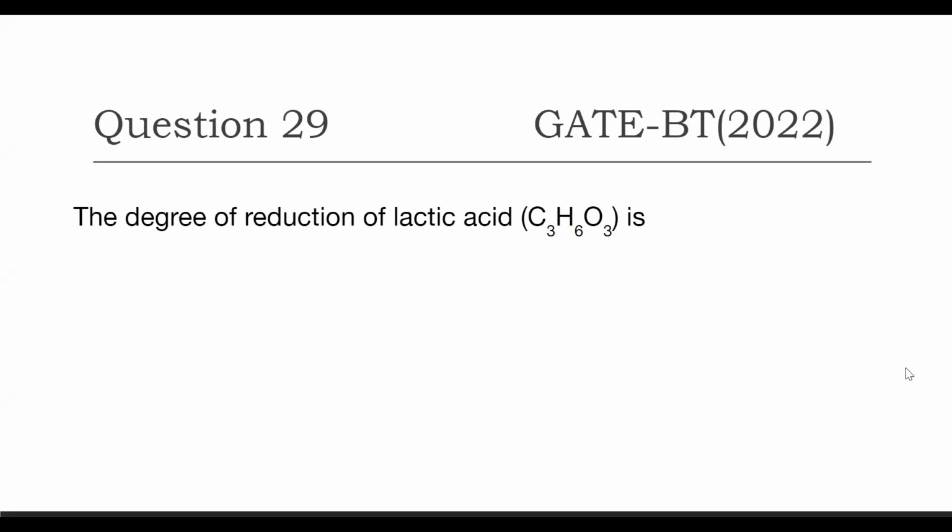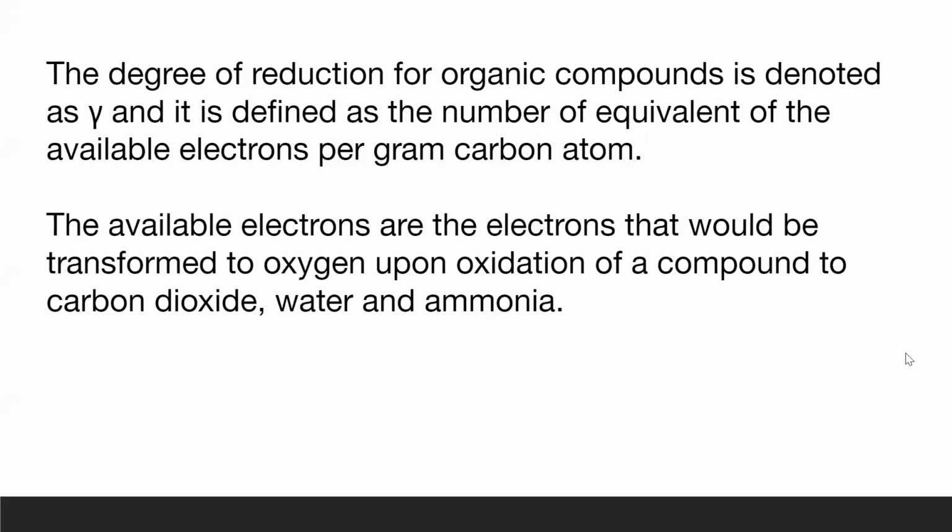The definition of the degree of reduction for organic compounds, which is denoted by gamma, as you can see here, is the number of equivalents of available electrons per gram carbon atom. In this case, available electrons are the electrons that would be transferred to oxygen upon oxidation of these compounds to carbon dioxide, water, and ammonia.